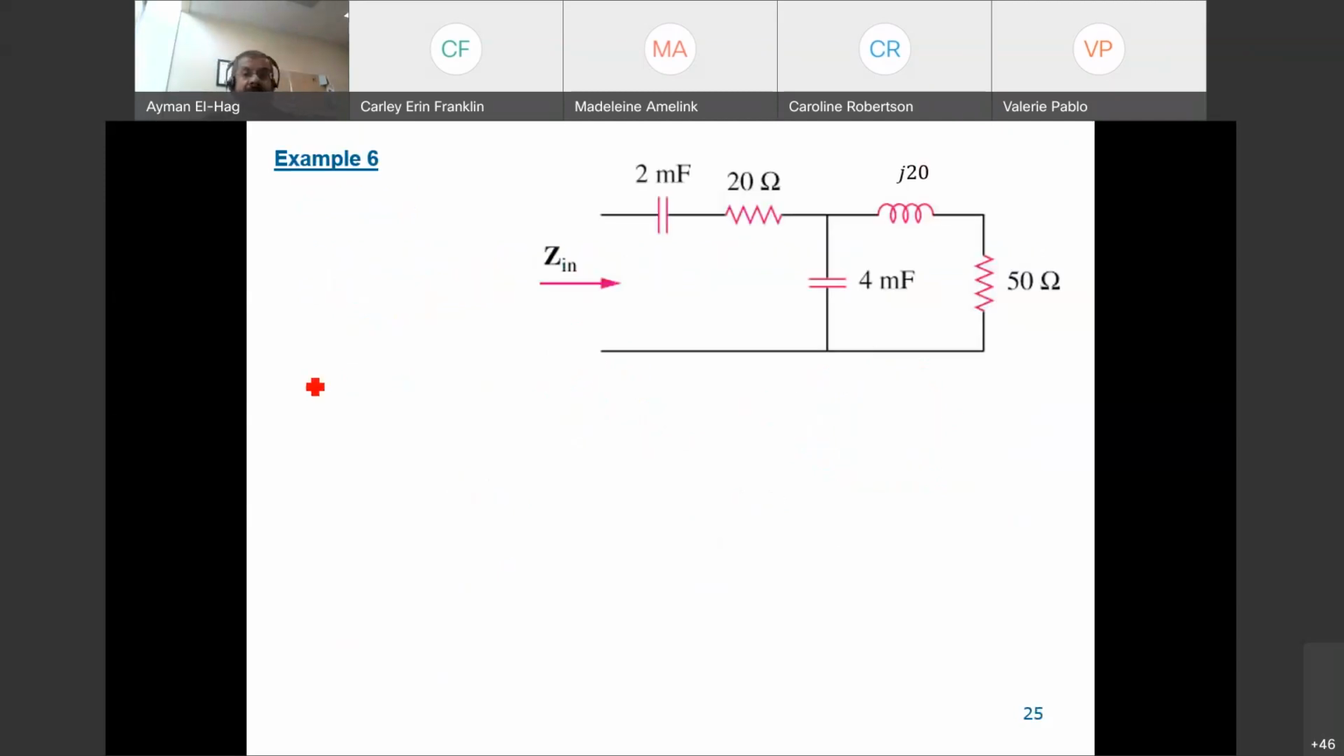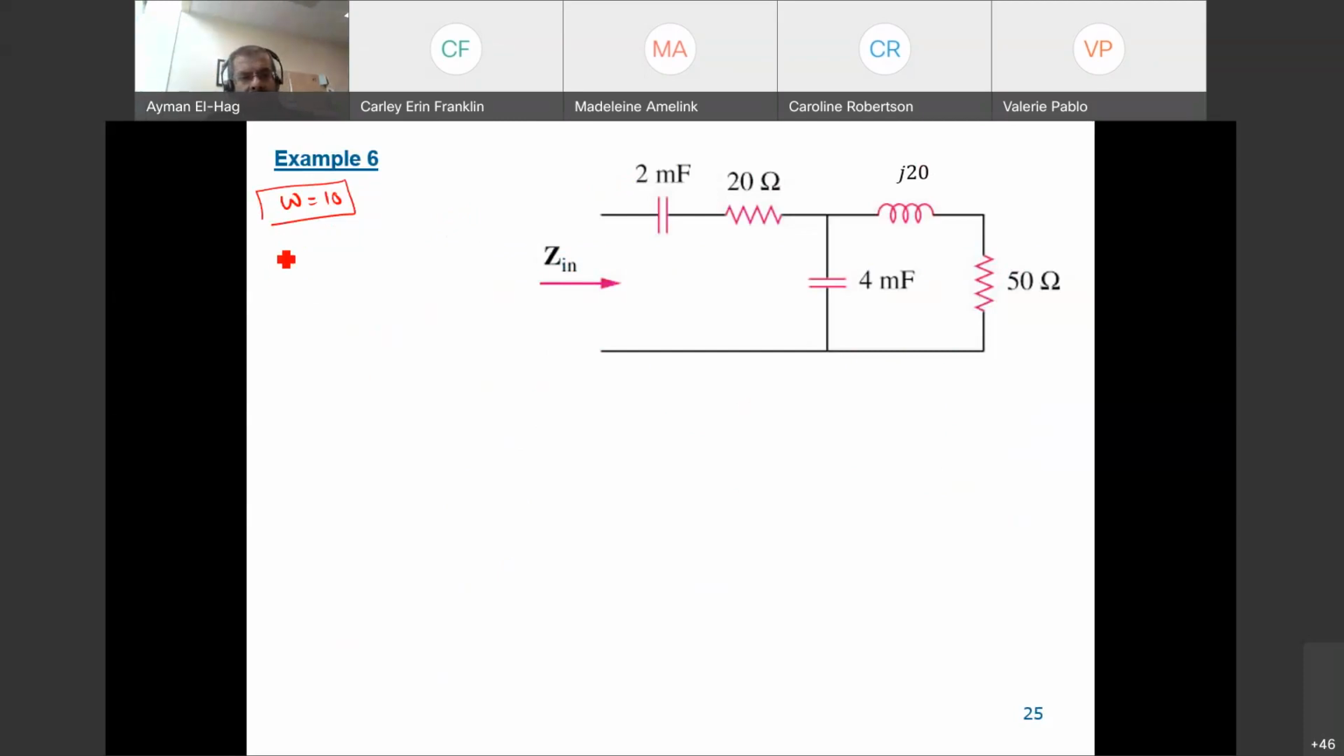Now let's do the first thing. Omega is equal to 10, given to us. Before doing any circuit reduction, I have to convert everything here into ohms, or the impedance.